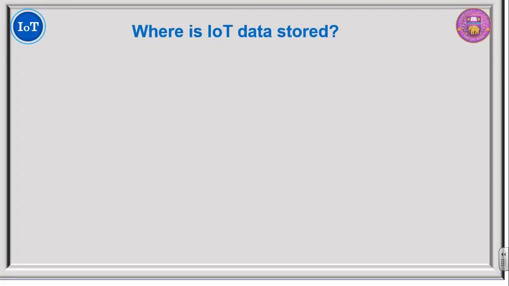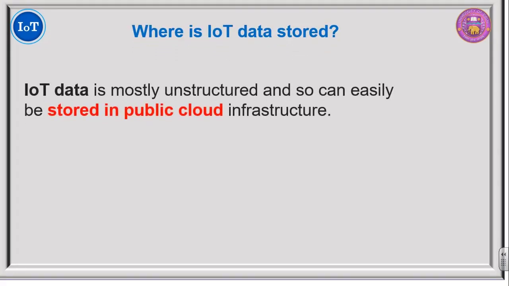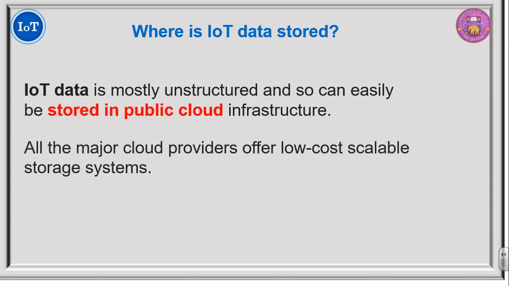Where is IoT data stored? IoT data is mostly unstructured and so can easily be stored in public cloud infrastructure. All the major cloud providers offer low-cost scalable storage systems, so IoT data can well be stored on public clouds.